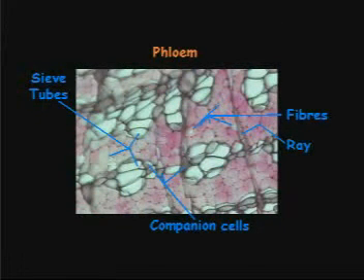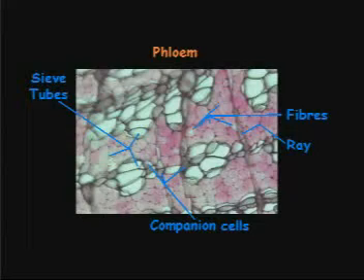Phloem is another kind of complex tissue. This is made up of sieve tubes, which help in conduction of food material, the companion cells, which are found associated with the sieve tubes, and the phloem parenchyma, which stores food.